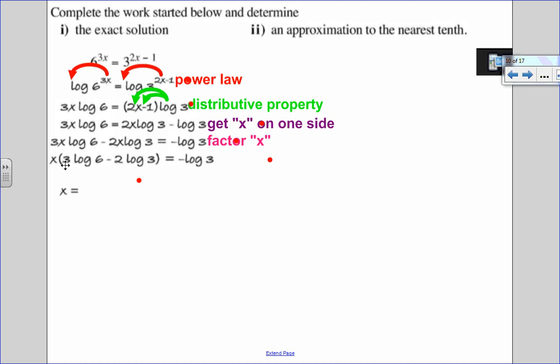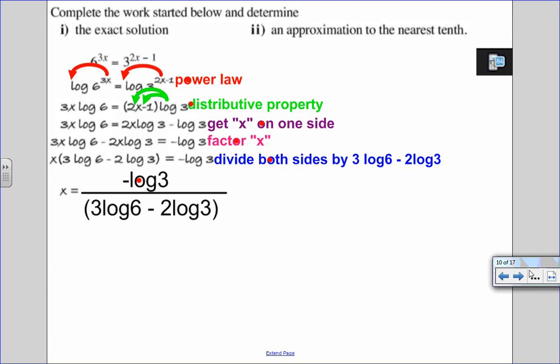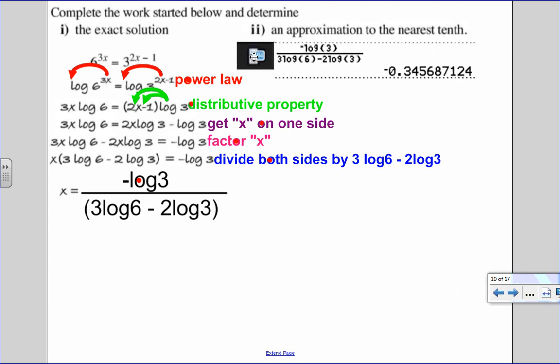I take x out, I'm left with 3 log 6 minus 2 log 3. This is just a number. So what I want to do is divide both sides by that number to get what my answer is. So this would be my answer as an exact solution. That's what x is. I have no idea what that number is, so it's really useful to put it into the calculator to get an approximate solution, which is what I do here.